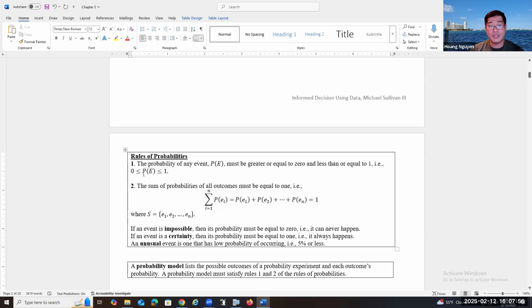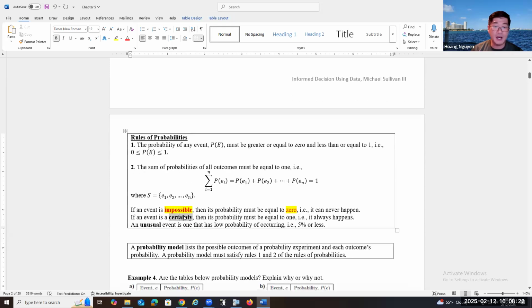So based on rule number one, we say that the probability of an event could be 0, could be 1, right? It's going to be any value between 0 and 1, but there are some cases where the answer for the probability could be 0, could be 1. So if an event is impossible, then the probability must be equal to 0. If an event is a certainty, which means that the event for sure will happen, then the probability is equal to 1. Okay. So equal to 1 means that it always happens.